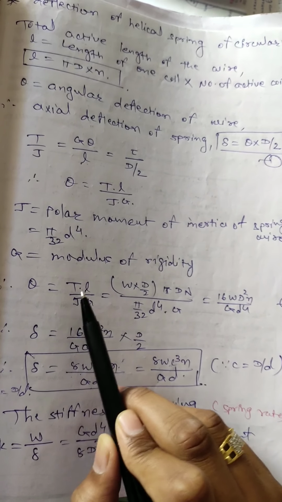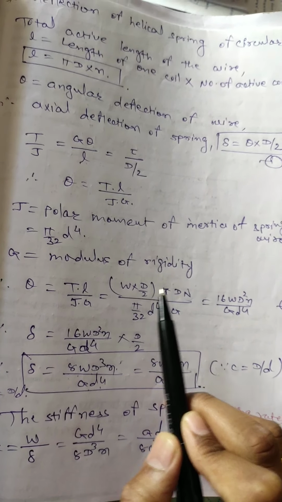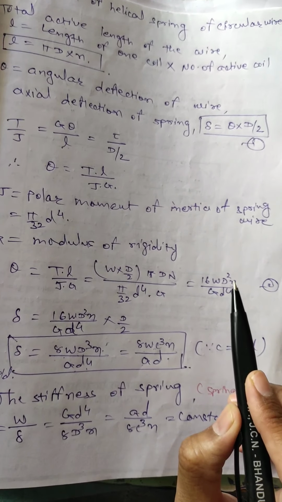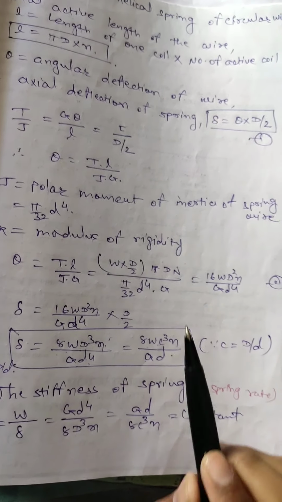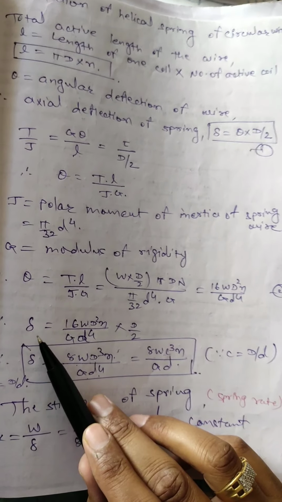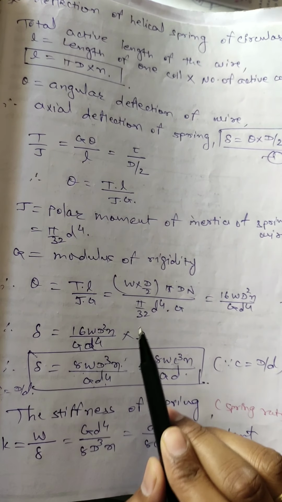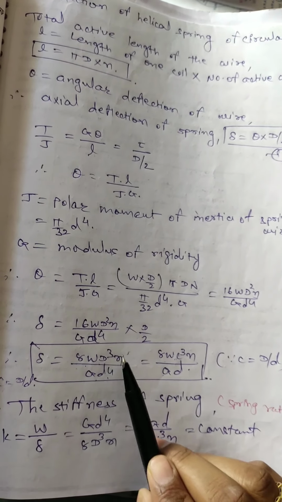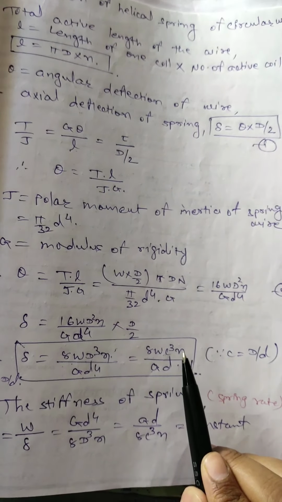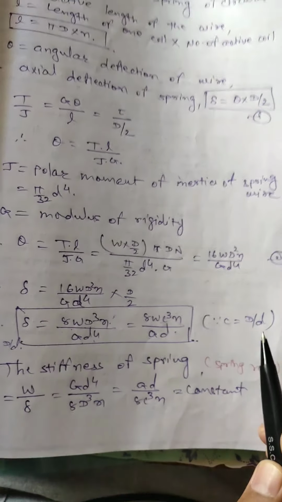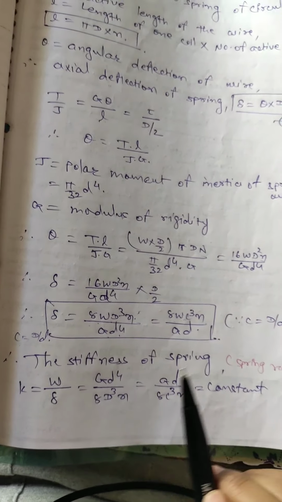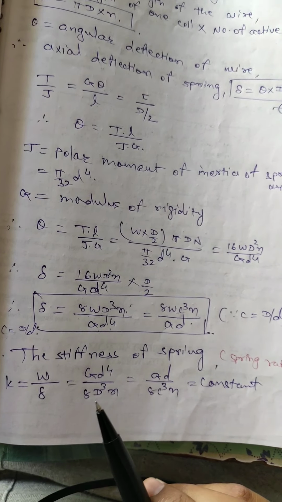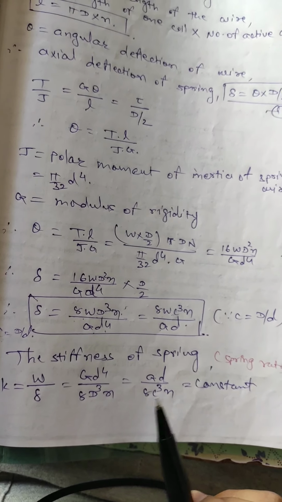From this equation theta is equal to TL upon JG, we can substitute the values of T, L, J and G. Then we get the equation for theta equal to 16 W D squared N upon G d raised to 4. We can find the deflection delta equal to theta into D by 2, so we substitute the value of theta in the deflection equation. So delta can be given as 8W D cube N upon G d raised to 4. It means 8W C cube N upon G d, where C is equal to capital D upon small d. The stiffness of the spring, it means the spring rate, is K equal to W by delta. It means G d raised to 4 upon 8 D cube into N. It means G d upon 8 C cube into N.